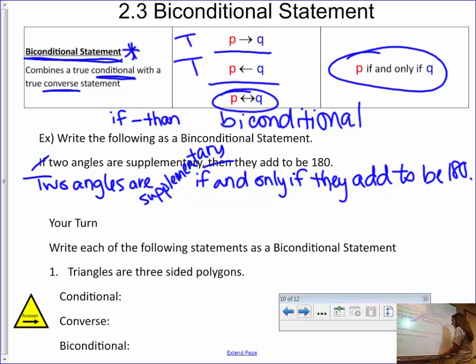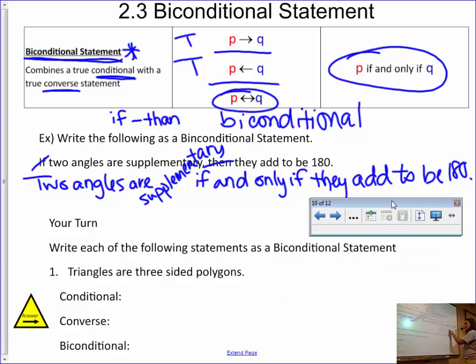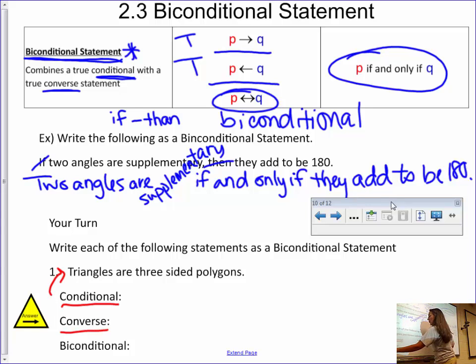So go ahead and read through. It says write each of the following statements as a biconditional statement. So we've started out with not a conditional statement. So just like you practiced with Ms. Hurst, go ahead and write a conditional statement. Take the sentence triangles are three-sided polygons. Write the conditional, the converse, and then what I just taught you, write the biconditional. So go ahead and pause, and then we'll check the answers.